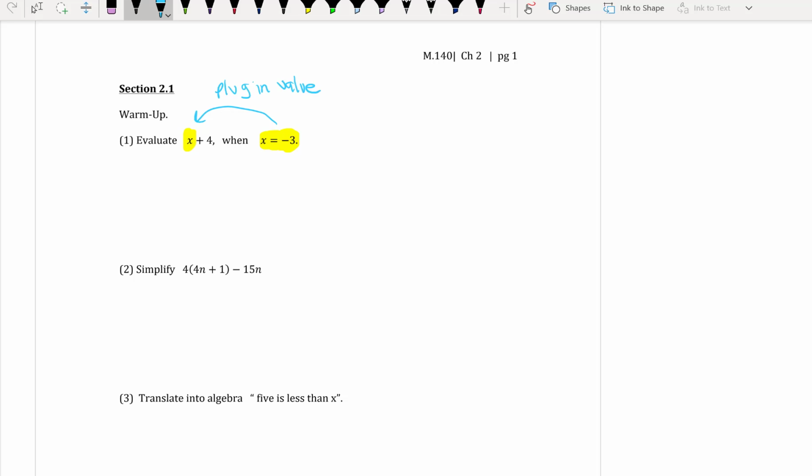So when we plug in the value, we are going to have parentheses plus 4. And inside the parentheses, whenever you do a substitution, you're going to plug in that value. So now you have negative 3 plus 4. Well, negative 3 plus 4 is going to equal a positive 1.